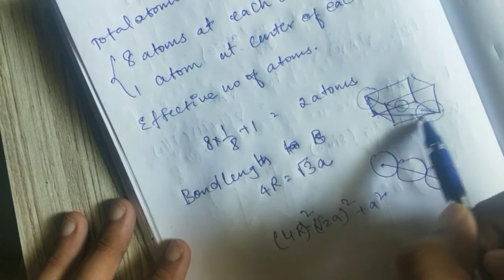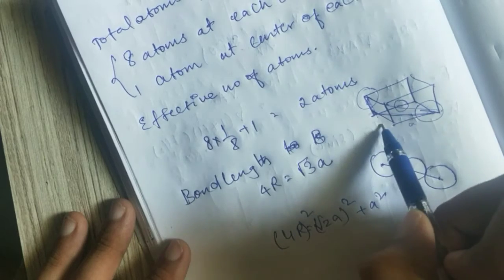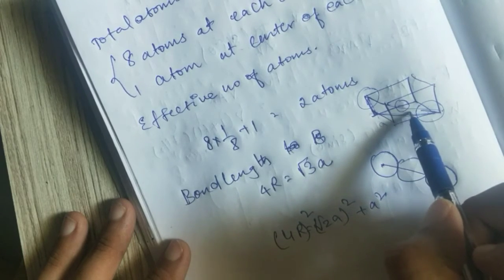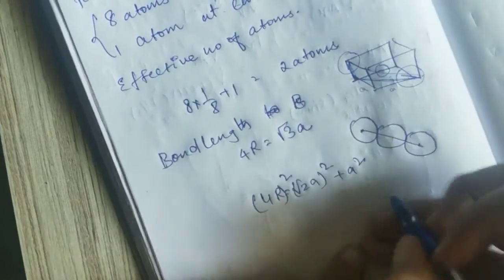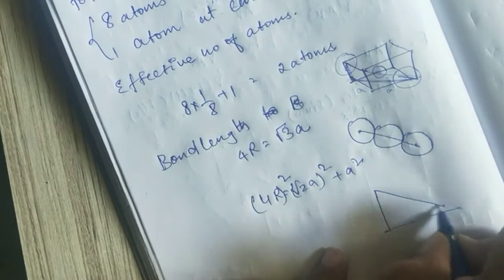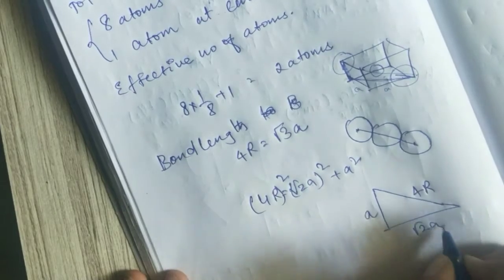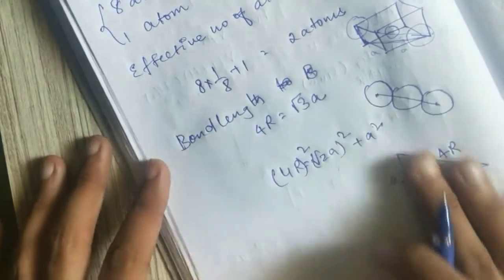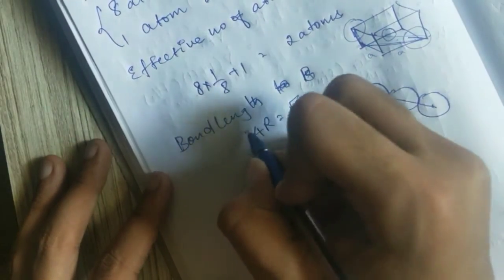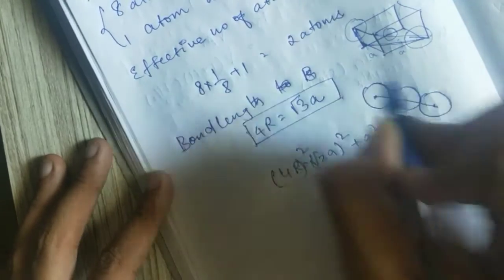If you observe the below square clearly, this will be a, this will be a, and this will be root 2a, and this is a. It will be of this manner. This is 4r, this is a, and this is root 2a. From this we got this equation. You don't need all this, you just need only this relation. 4r is equal to root 3a.